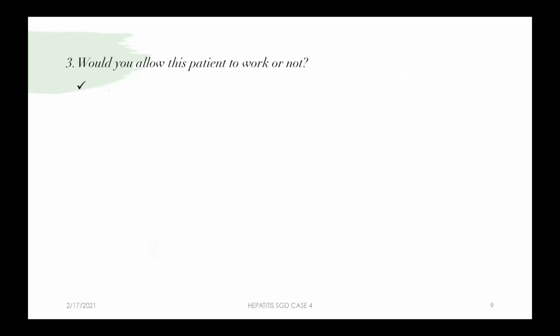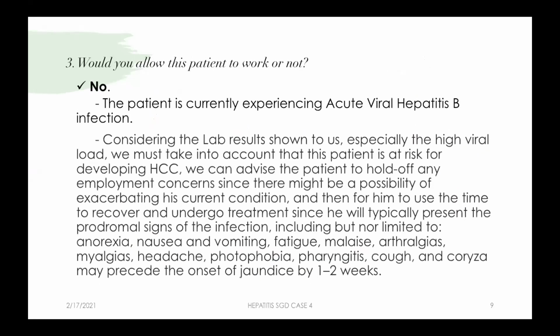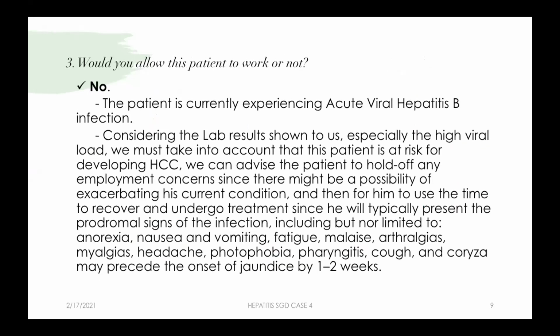Okay, so for question number 3, would you allow this patient to work or not? Our answer is no, because the patient is currently experiencing an acute active infectious viral hepatitis B infection. Regarding this patient, considering the lab results shown to us, especially the high viral load, we must take into account that this patient is at risk for developing hepatocellular carcinoma.